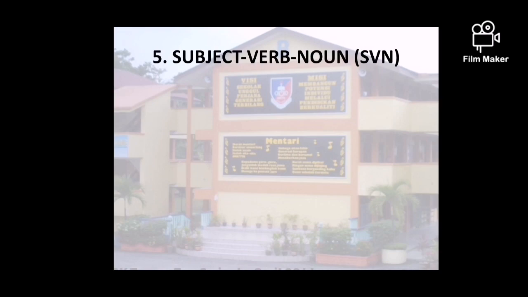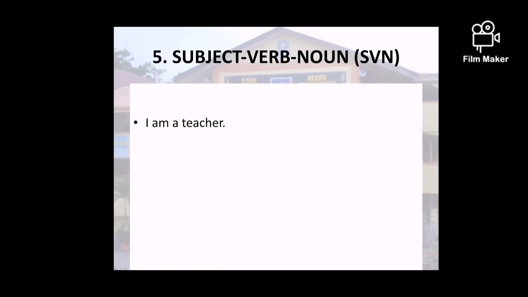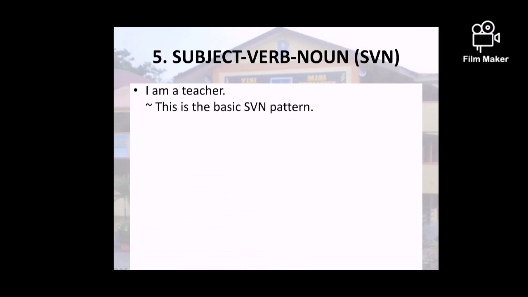So the fifth type of sentence pattern is SVN. How do we expand it? The basic pattern is given over here: "I'm a teacher." This is the basic SVN pattern. Just like I mentioned in the last slide, you may change the subject into a specific name. An example given: "Mr. Yausss is a teacher." You change the subject I into a specific name.